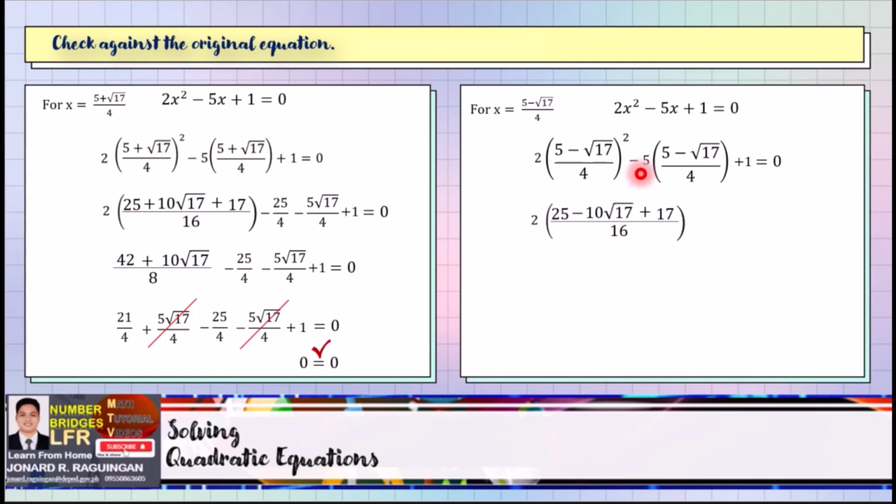Then simplify. Negative 5 times 5 all over 4 is negative 25 all over 4. Negative 5 times negative square root of 17 all over 4 is positive 5 square root of 17 all over 4 plus 1 is equal to 0. Then simplify.